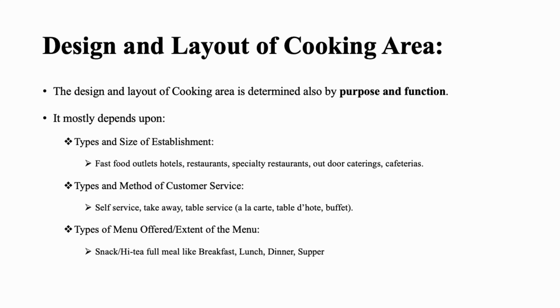Finally, design and layout of cooking area. The design and layout of the cooking area is determined also by purpose and function. It mostly depends upon the type and size of establishment. For example, fast food outlets, hotels, restaurants, specialty restaurants, outdoor catering, cafeteria. Type and method of customer service: self-service, takeaway service, table service. Types of menu offered, extent of menu, snack or high tea, full meal like breakfast, lunch, dinner, supper, etc.